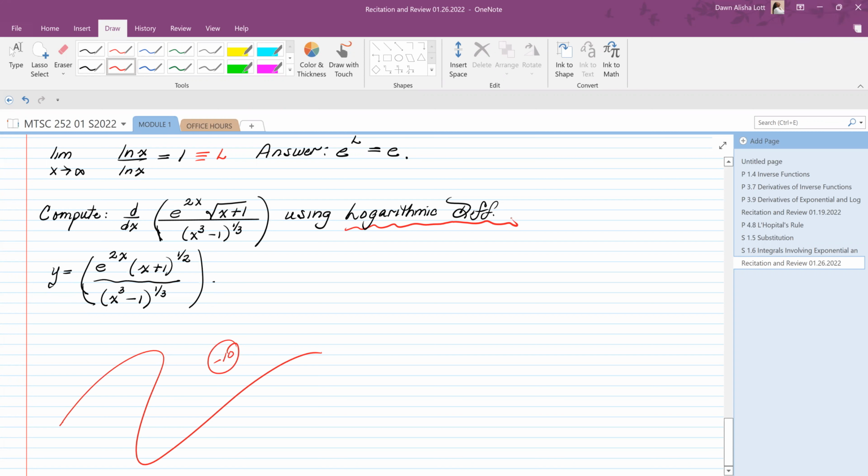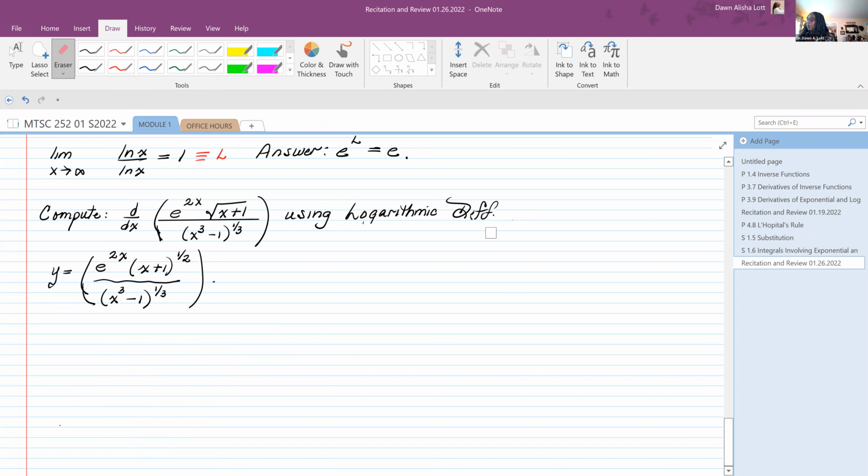So it'll be the ln. Yep, you gotta start with the ln. Because it's logarithmic differentiation, you gotta start by taking the log of that thing. So you'll take the log of y, which will be the natural log of e to the 2x times x plus 1 to the 1/2 power divided by x cubed minus 1 to the 1/3 power.